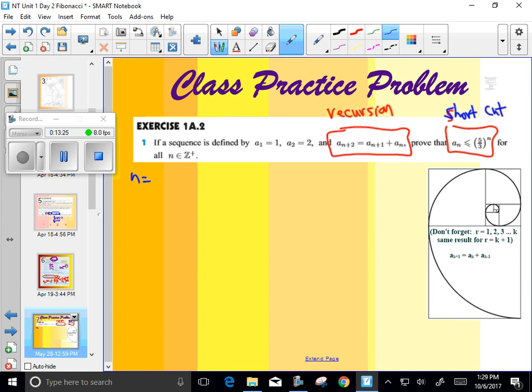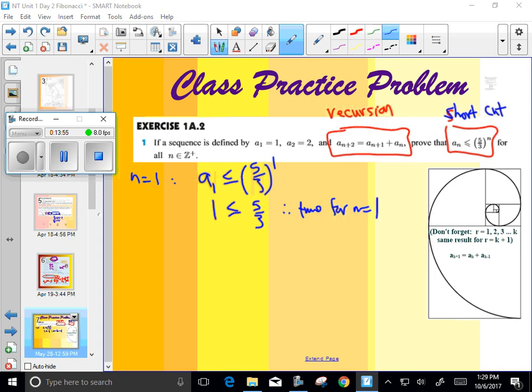So we're going to start. N equal to 1. And n equal to 1, a of 1 needs to be less than 5/3 to the 1. And is a1 less than 5/3? Yep, true. For n equal to 1. Are we okay with that? Yes, Jake. Will it always give us the shortcut that?